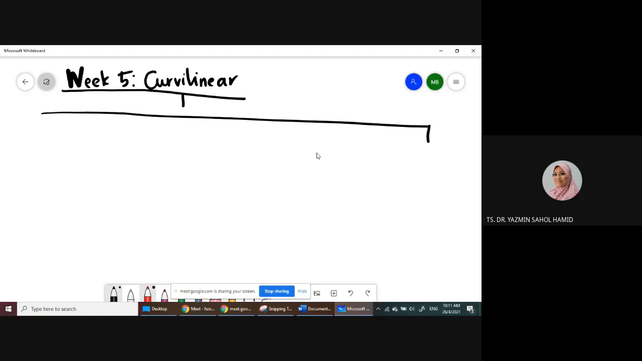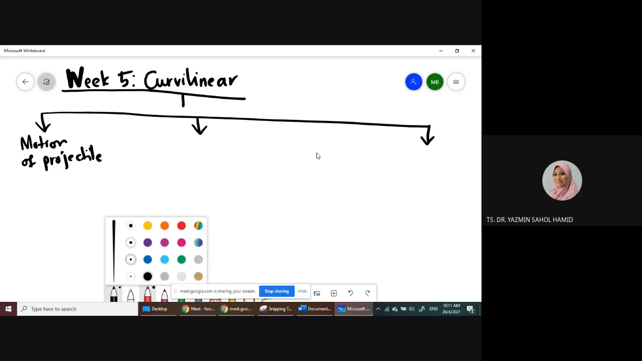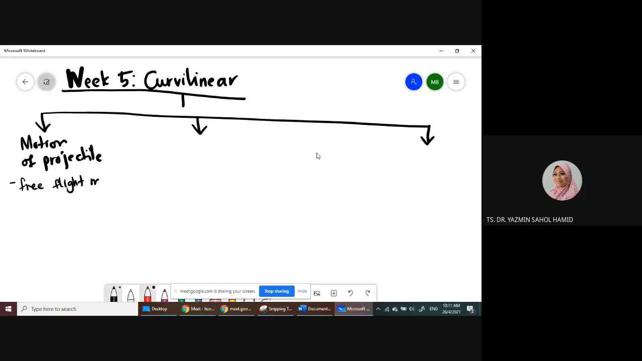Okay, I want you to understand this. So I'm making a chart like this. So first you've learned about motion of projectile. Okay, that is easy, eh? Motion of projectile is for free flight motion, a free flight motion of a projectile.